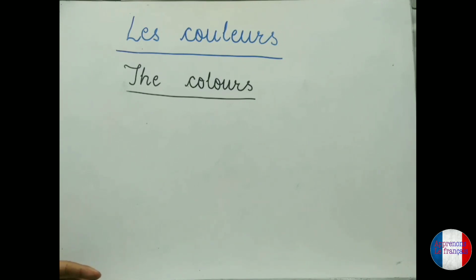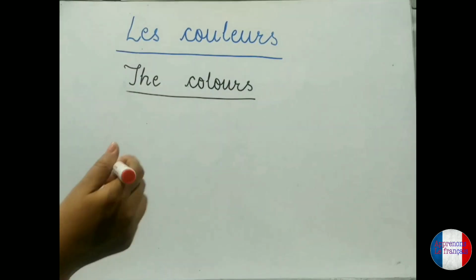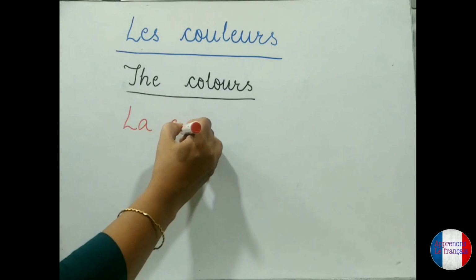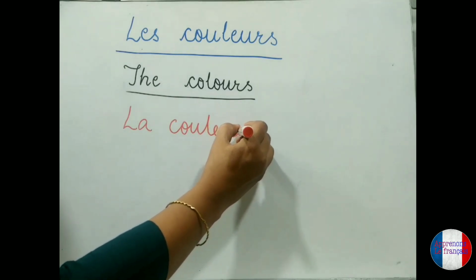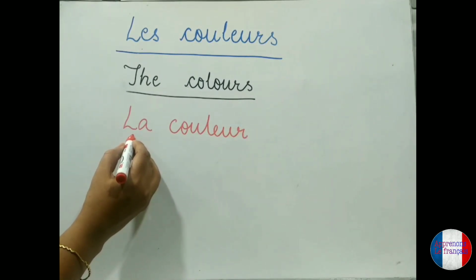You must learn them with the articles. Whether it is indefinite article or definite article, you must learn the new vocabulary with the article. So here we are learning a new word, and that is couleur. With les, it is plural, so it is les couleurs. Singular article with color is la. The color is feminine.